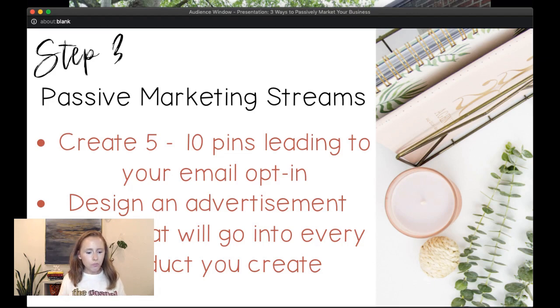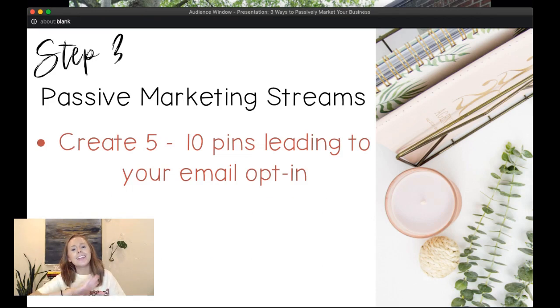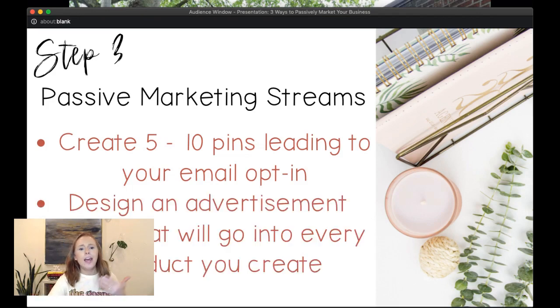Okay, so we're creating 5 to 10 pins that lead to your email opt-in, and then we're putting an advertisement page into every product that you create, all right? Now, I don't want you to get overwhelmed by this. If you're like me, I have 3 grade levels in my TPT store. I have to do this for all 3 grade levels. No, you do not. Start with 1. Just start with 1 and just do the 1. And then tell yourself, after I'm completely done with the 1, I'll think about the other. Okay? That's all you have to do.